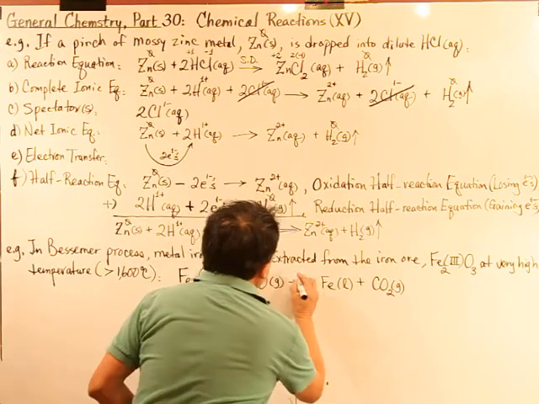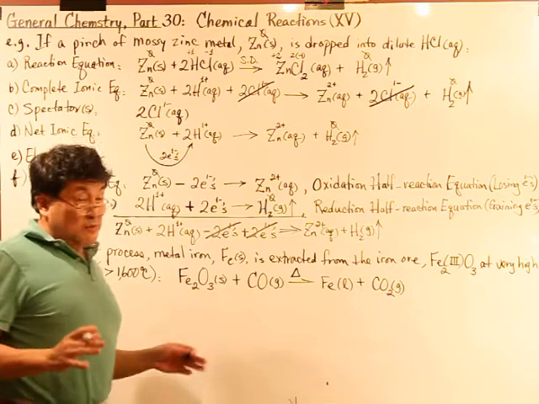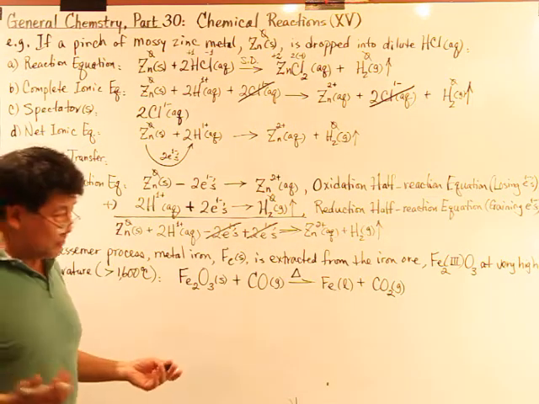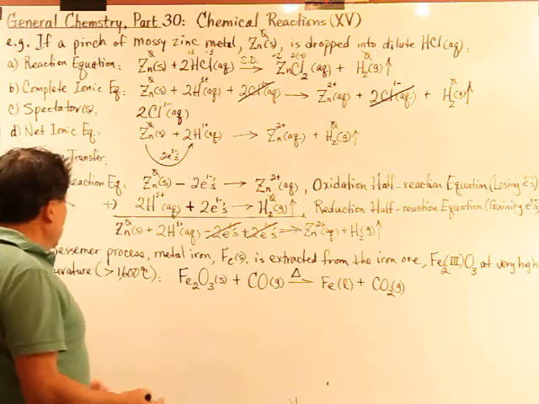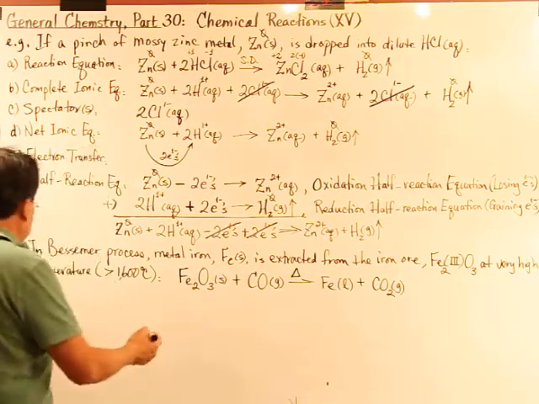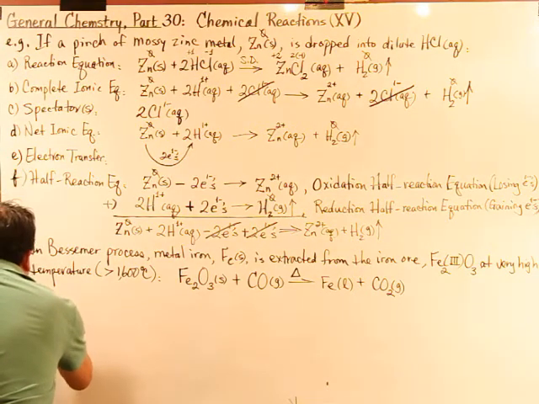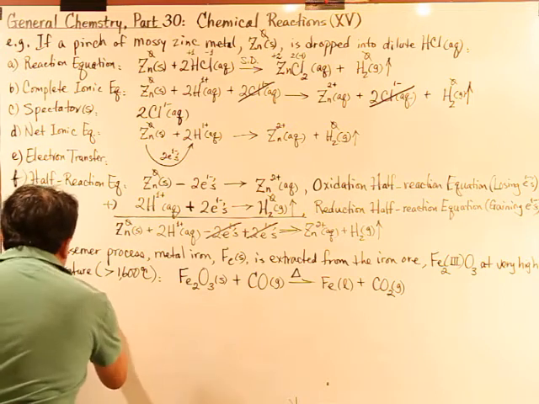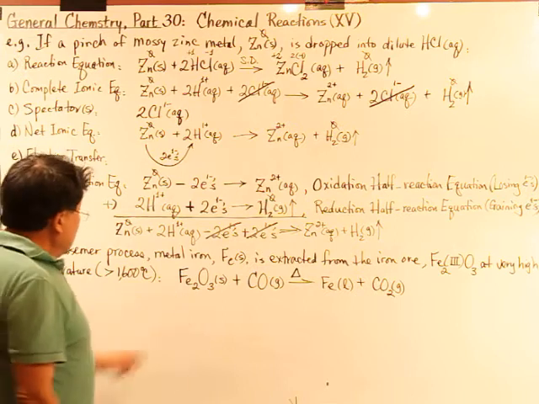Now in the old times, we always put a triangle representing extremely high temperature heating for this reaction to occur. That's the base. So now let's check: is this a redox? It's a redox. So check the oxidation state before and after for each element.